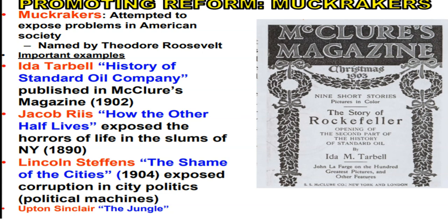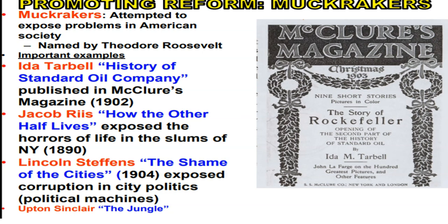Some of the important examples are Ida Tarbell, who wrote History of the Standard Oil Company, published in McClure's magazine in 1902, in which she exposed a whole bunch of the problems with the Standard Oil Company. Another one is Jacob Riis. He wrote How the Other Half Lives, which exposed the horrors of life in the slums of New York in 1890.